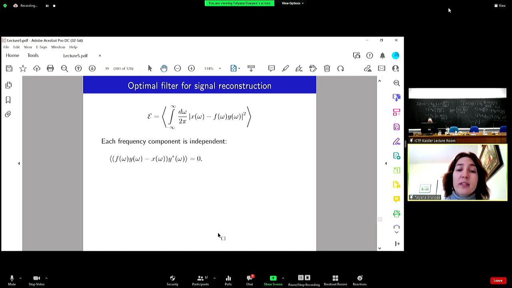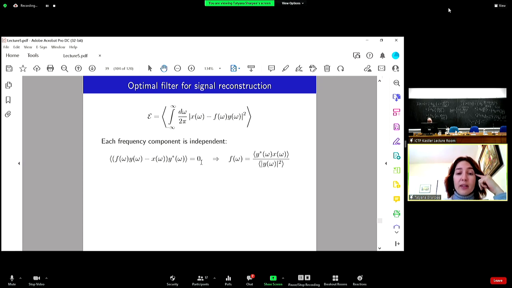And so in this linear case, if the frequencies are independent, then we can find the optimal F, how to filter outputs to reconstruct the signal. We minimize the reconstruction error with respect to the unknown function F. So what you get is the average of X of omega minus F of omega Y of omega, times the derivative with respect to F complex conjugate of omega, which gives Y of omega. And the average should be zero.